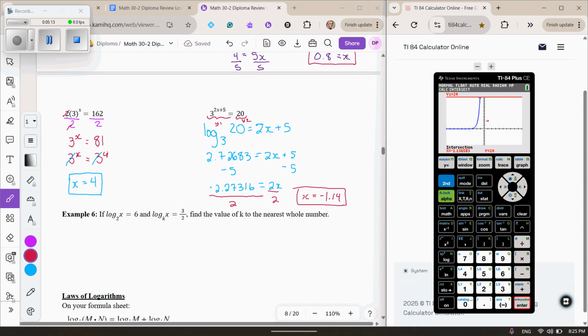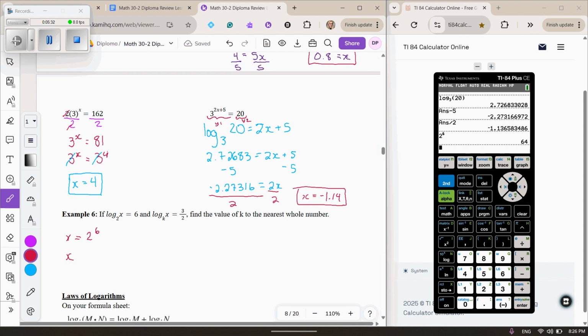To find out what x is, I'm going to convert it to exponential form. The log kicks the 2 over to the other side, which bumps up to 6. The x stays while the log runs away. So now I know x is actually 2 to the power of 6, and 2 to the power of 6 is 64. Now that I know x is 64, I can take that and put it into my second equation for my argument.